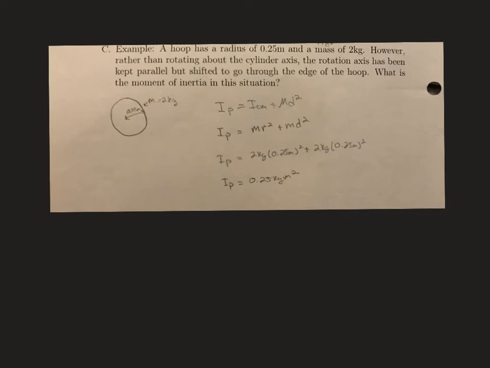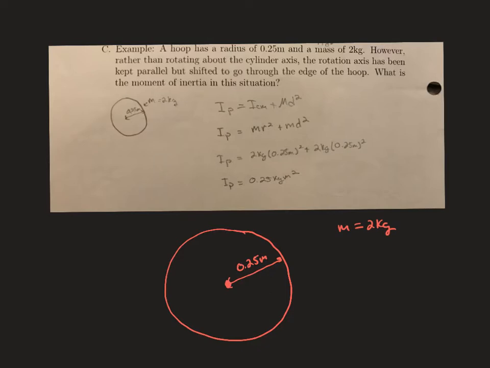Alright, so in this example problem, we have a hoop of radius 0.25 meters and a mass of 2 kilograms. And initially it's rotating about its center.